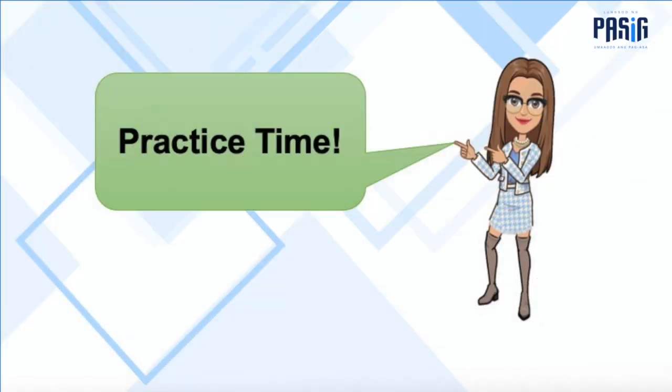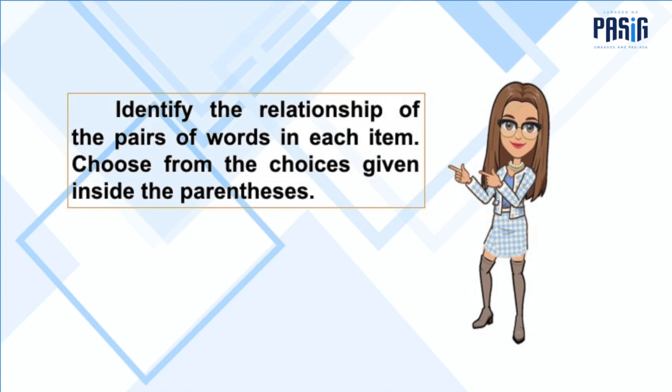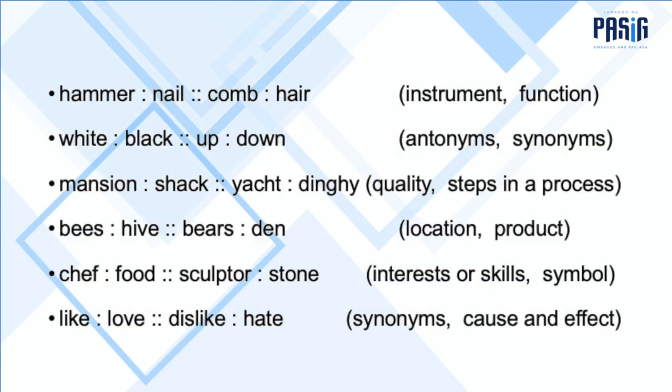Though there is no limit to the possibilities when it comes to word analogies, here are some examples to familiarize yourself with the concept. Let's practice doing the next activity. Identify the relationship of the pairs of words in each item. Choose from the choices given inside the parentheses. Hammer is to nail, as comb is to hair. Is it instrument or function?